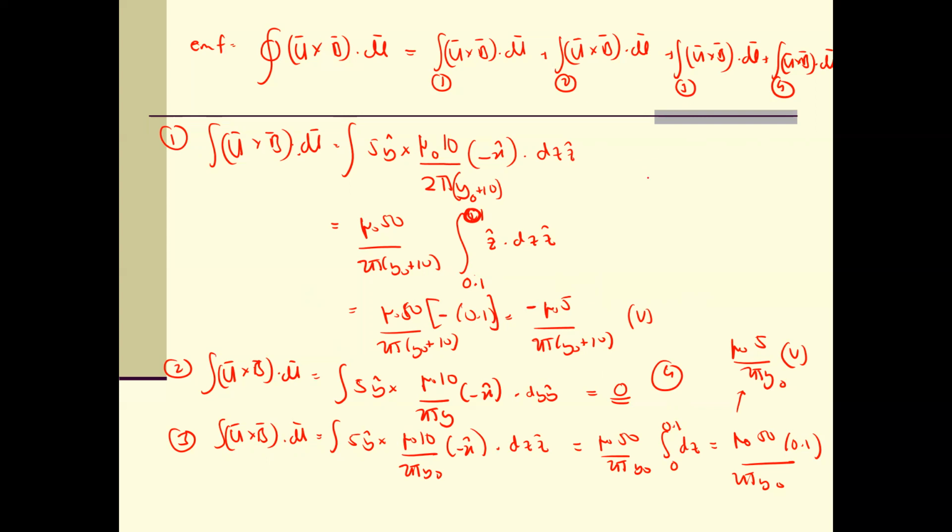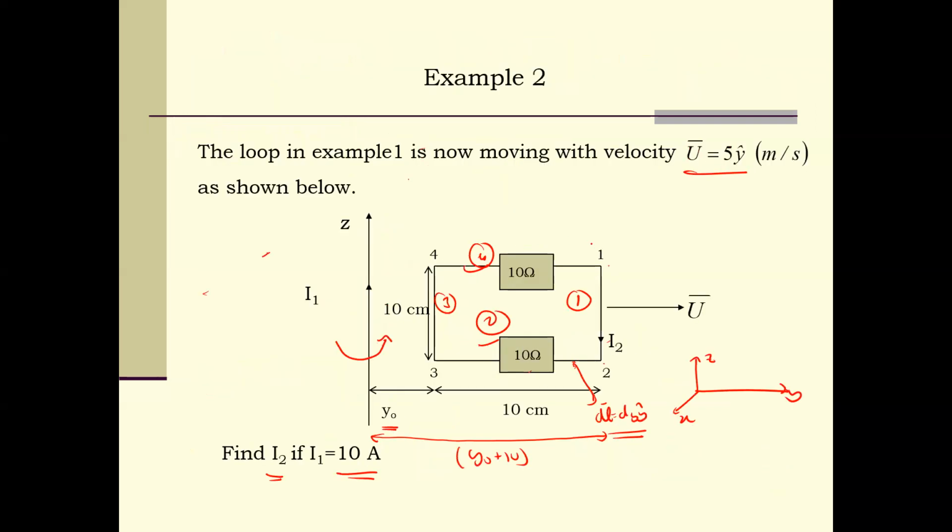So for this, we can see that the EMF generated, the total EMF will be simply the contribution from side 1 plus side 3. So that will give us mu naught 5 over 2 pi, yeah, 1 over y naught minus 1 over y naught plus 10. So that should be your EMF generated by this particular loop.